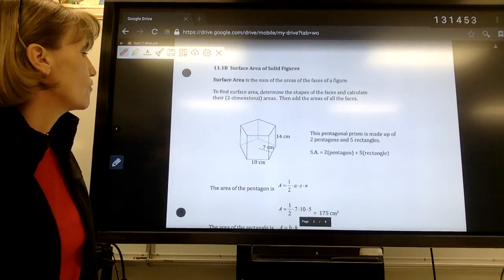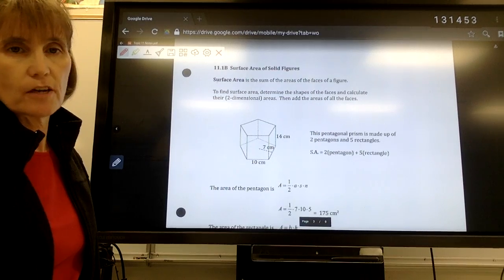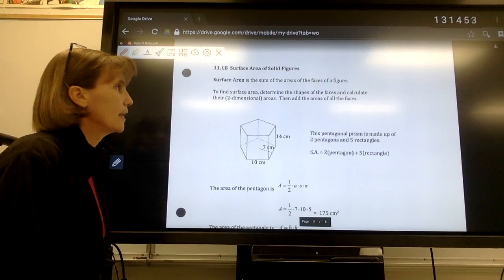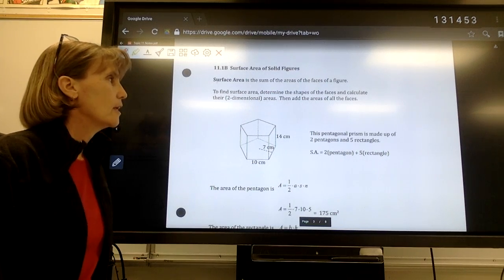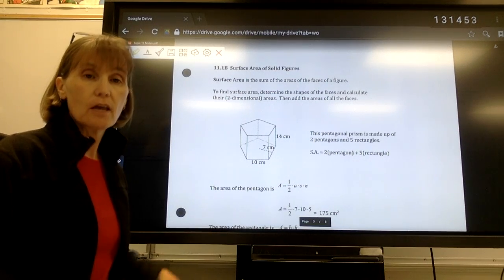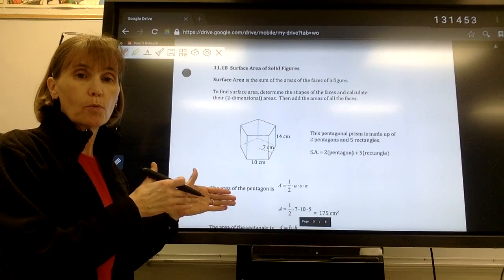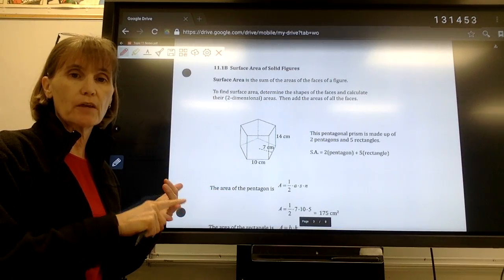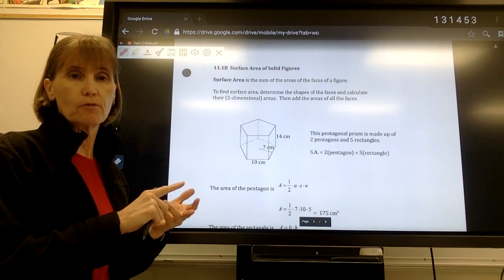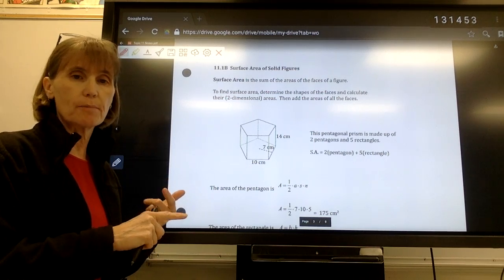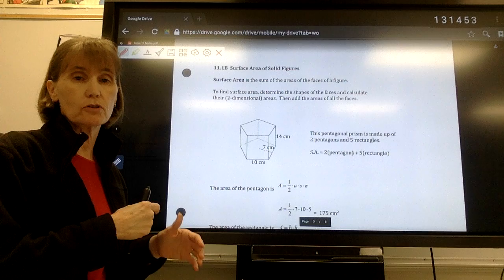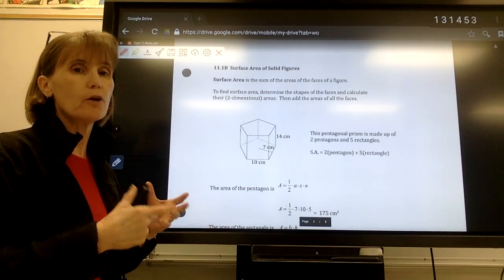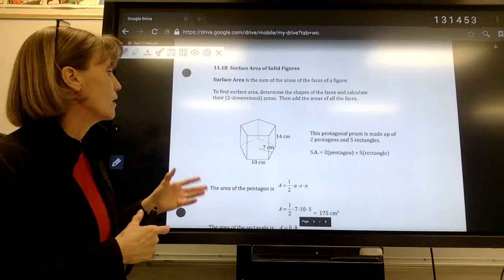Okay, so surface area is the sum of the areas of the faces of a figure. To find the surface area, determine the shapes of the faces and calculate their two-dimensional areas. Then add the areas of all the faces. If you go back to chapter 9, where we found the area of a variety of shapes, we found the area of triangles, parallelograms, kites, trapezoids, circles, and regular polygons. So we know the formulas for calculating the areas.